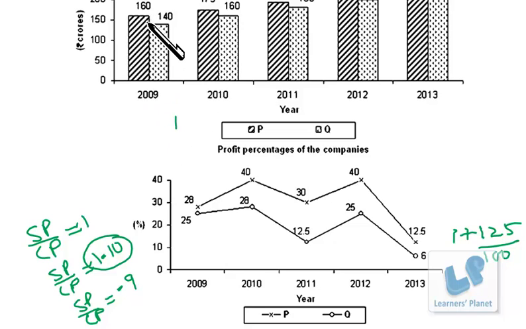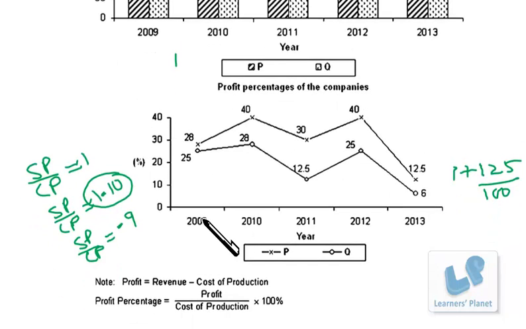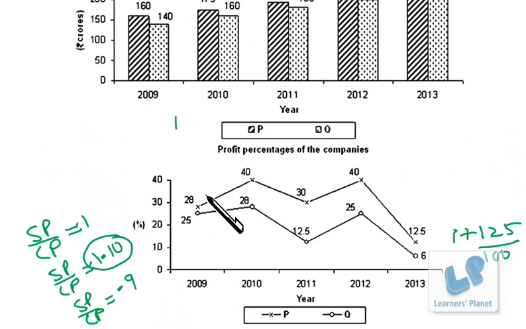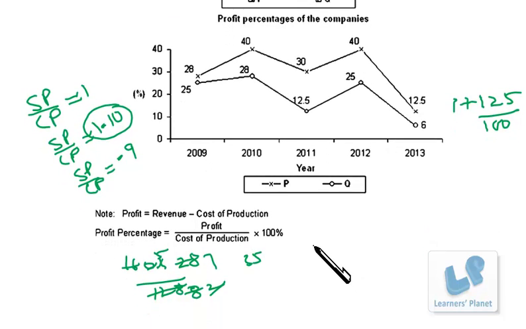So for 2009, if we talk about company P, that is 160. So the absolute profit will be 160 into 0.28 upon 128, right? So I just write this. So that is 35, right? And company Q, 140 into 25 by 125. So that will not be more than 15. So we can discard this.